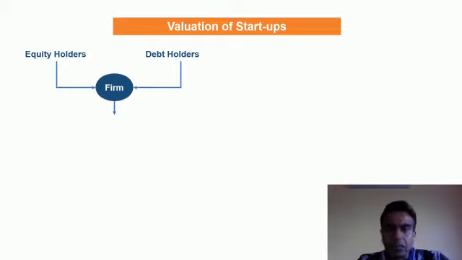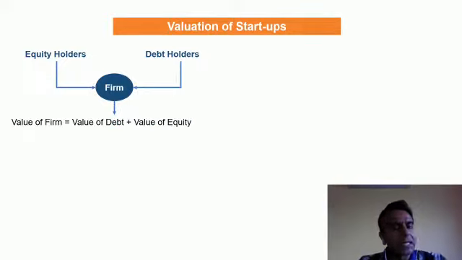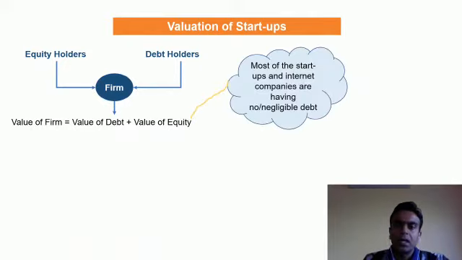So friends, any company has two class of owners. One is debt owners and another is equity owners. So it is clear that value of any company is value of debt plus value of equity. But most of the internet companies, e-commerce companies, startups that you see, you would notice that they have almost no debt or very negligible debt. So for these companies, the value of their business is nothing but value of their equity. So how to value, what is the valuation method for these companies?